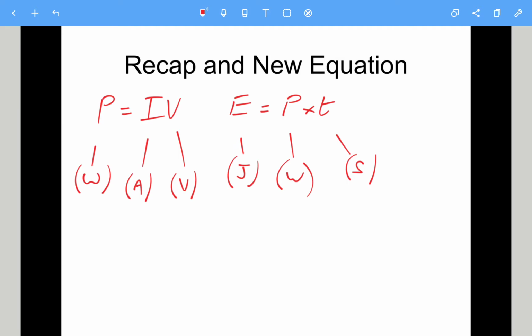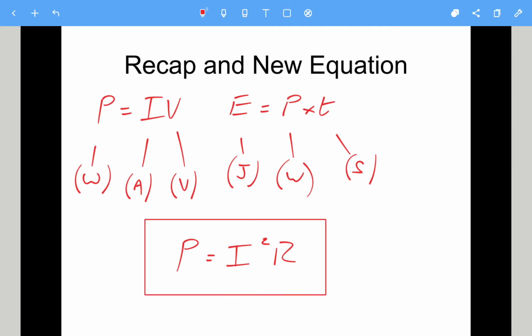And then a new equation which we're going to use in a couple of questions today is power is equal to current squared times resistance. So you want to make sure you've got this one down. So power is measured in watts, obviously. Current is measured in amps. And resistance is measured in ohms.